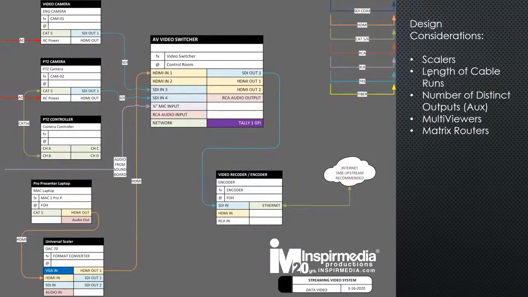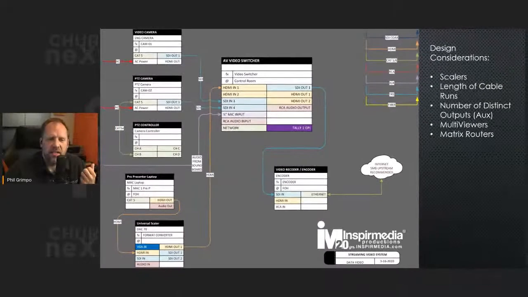Another consideration is the length of cable runs. If you're going to be running more than 15 feet or something, you're probably not going to be using HDMI. It's smarter, I think, to convert to SDI. You could do HDMI over some Cat5 type of situation. The other thing we're always looking for in these setups is, what is our latency?